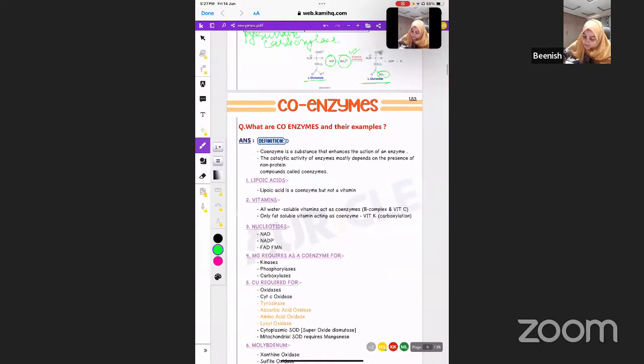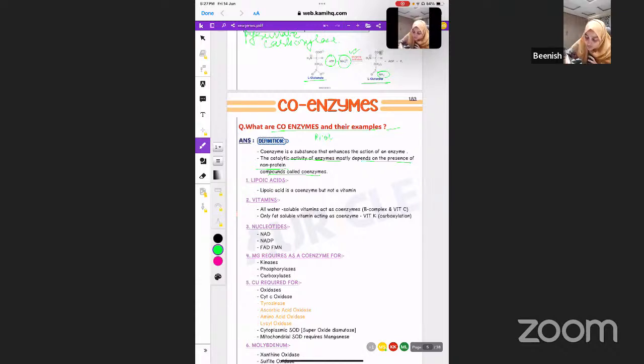Now moving on to the next topic, that is coenzymes. So it says, what are coenzymes and their examples? So you might get a question like this, that define coenzymes with examples. So let's see what are coenzymes. Coenzyme is a substance that enhances the action of an enzyme. The catalytic activity of an enzyme mostly depends on the presence of non-protein compounds called coenzymes. Okay, so we all know that enzymes are proteinaceous catalysts, biocatalysts.